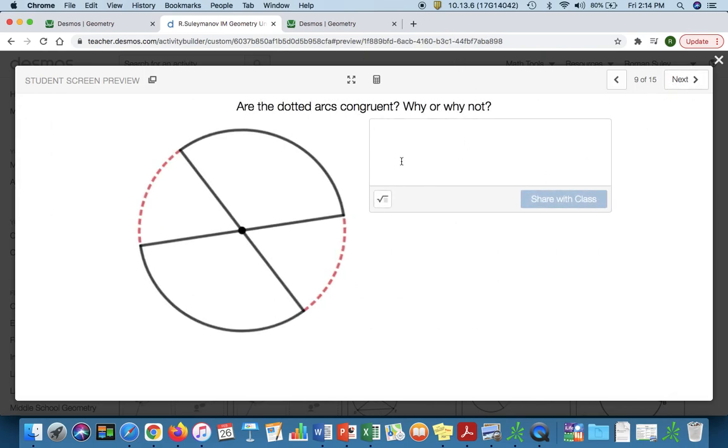This question is taken from New Visions. It's a great foundational skill here, checking if students are aware of the definition of a central angle.